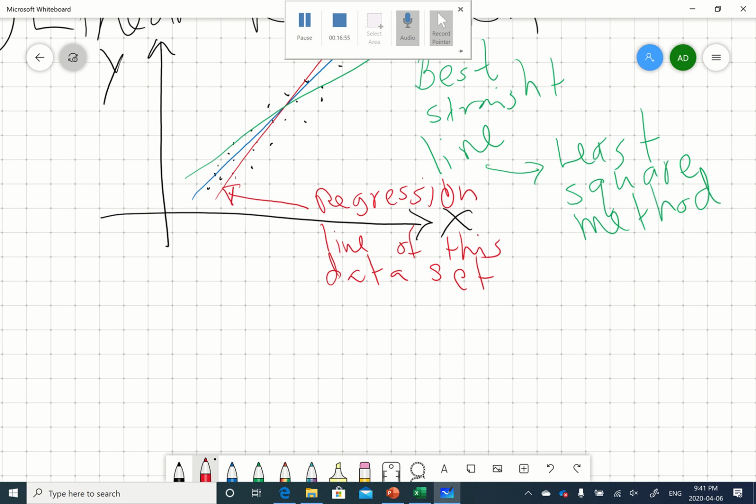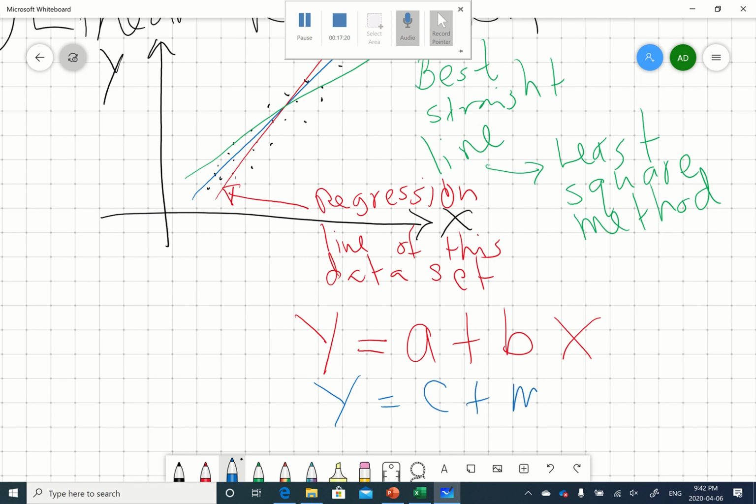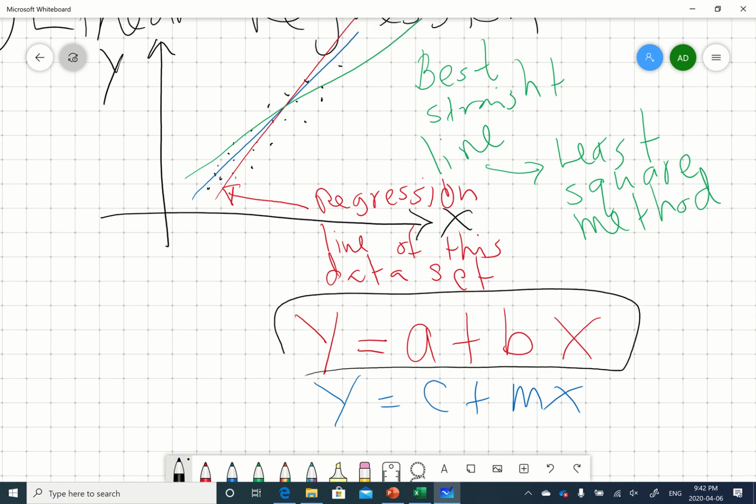So this regression line can be expressed as y equals a plus bx. So it's just the equation of a straight line. Some textbooks use this y equals a plus bx, some use y equals, I think, c plus mx. So different notations. I think our textbook uses y equals a plus bx. So this is not statistics, this is math, right?